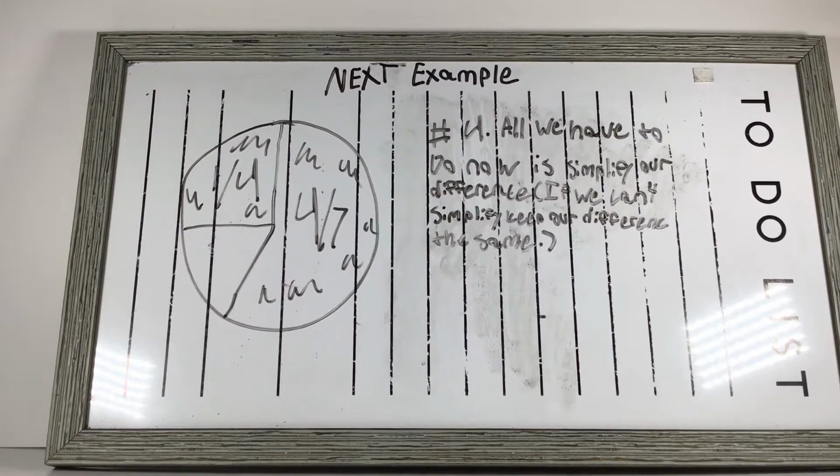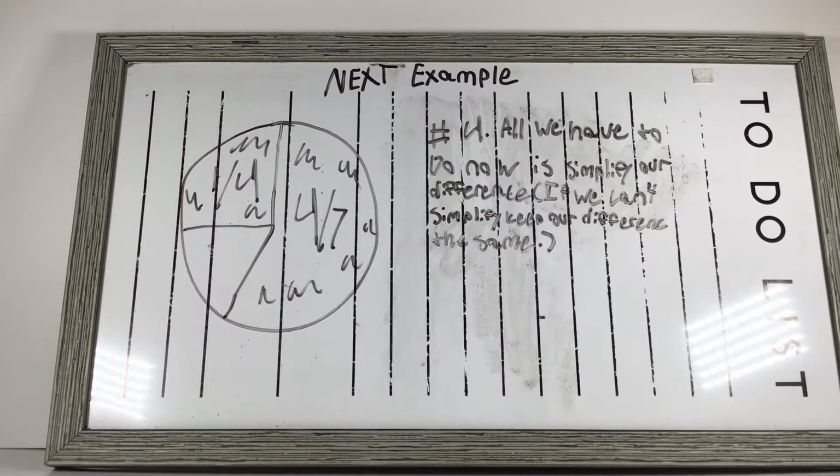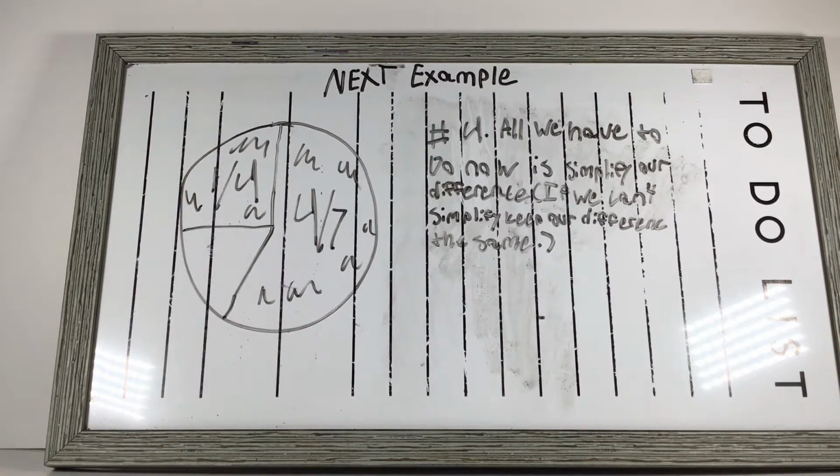For our final step, all we have to do is simplify our difference. If we can't simplify, all we have to do is keep our difference the same. In this case, we cannot simplify. So 5/28 is our answer.